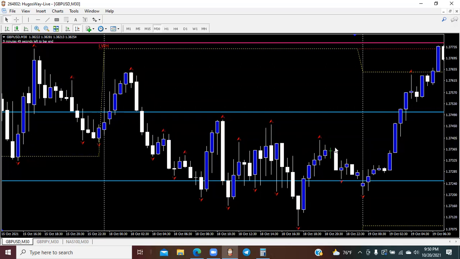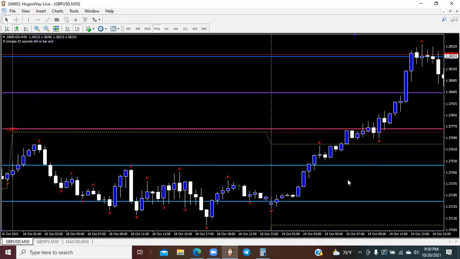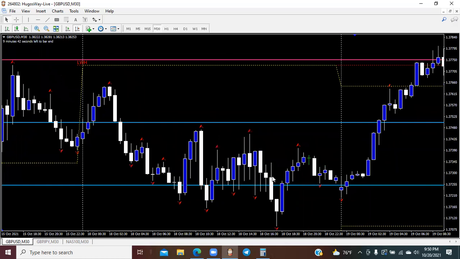So coming into Tuesday, during the Asian session, this was a nice little move. But for me, I don't trade the Asian session. For anybody that does trade GBP USD during the Asian session, I'm going to show you the setup that you could have taken.